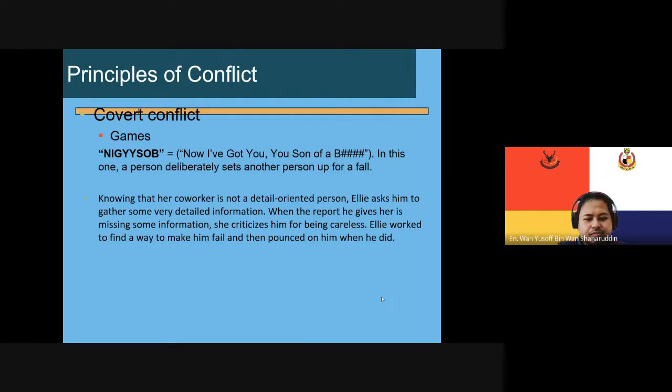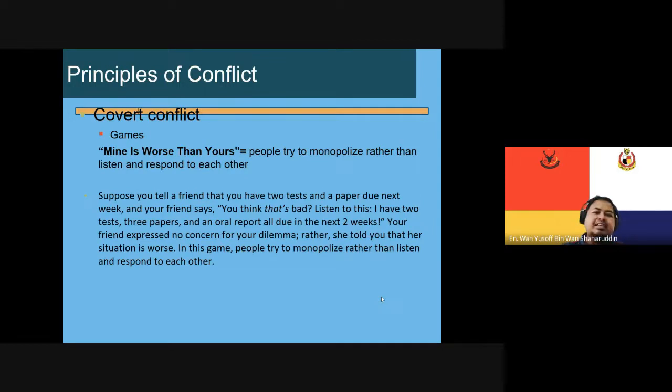And then we have Mine Is Worse Than Yours, whereby people try to monopolize rather than listen and respond to each other. Suppose you tell a friend that you have 2 tests and a paper due next week, and your friend says, you think that's bad? Listen to this. I have 2 tests, 3 papers, and an oral report all due in the next 2 weeks. Your friend expressed no concern for your dilemma because initially you were the one expressing this dilemma. Rather, she told you that her situation is worse. So in this game, people try to monopolize rather than listen and respond to each other.